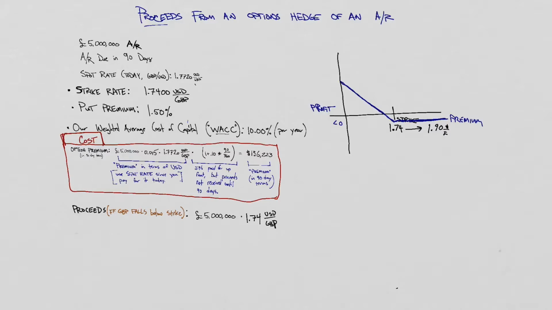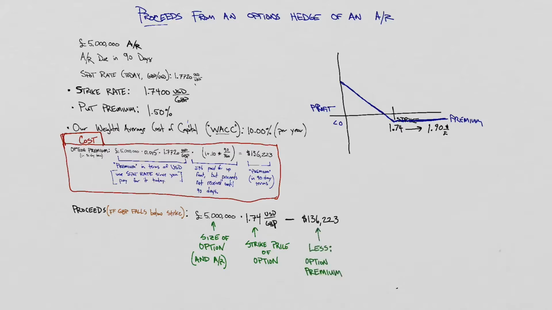But mathematically, for the proceeds from this option position, we just take the 5 million pounds, multiply by the strike price of that option, and then subtract out the cost of paying for this option. Even though this option turns out profitable for any value of the pound below 1.74, we still have to pay that premium.